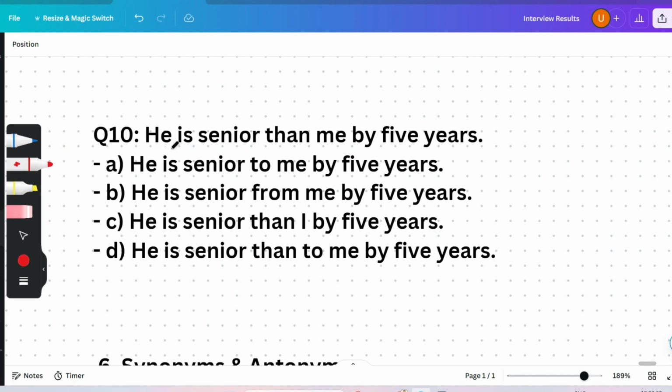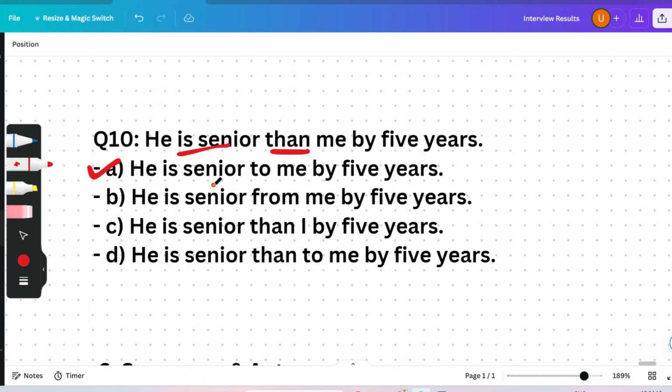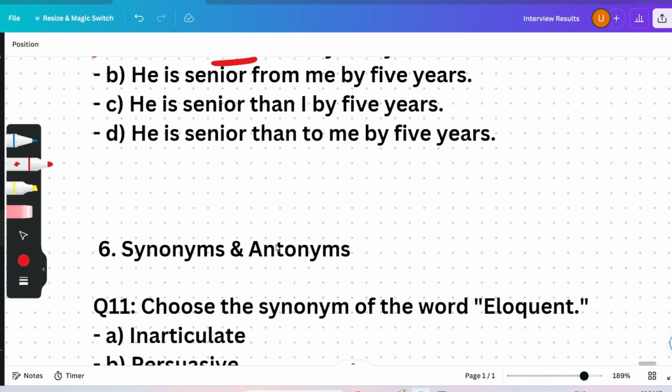So subject, then verb plus object, this way the sentence must be arranged. But here, is it following? So let me check it. So "he is senior to me by 5 years" will be the correct answer. That means option A again will be the correct answer. So actually here senior is followed by "to" rather than "than". Okay, senior should be followed by "to", not "than". Senior to me. Actually, you have to know appropriate prepositions so that you can get it. Okay, so let's go to the next question.